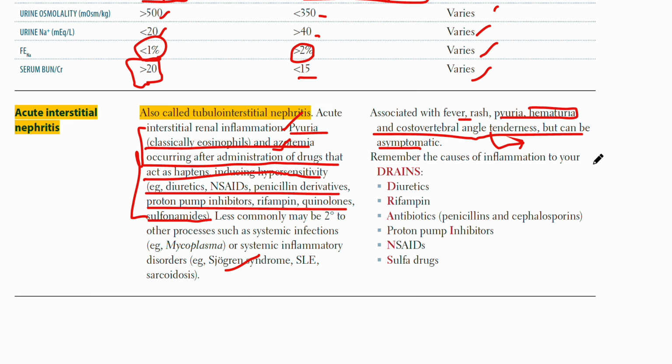Remember the causes of interstitial nephritis with the mnemonic DRAINS. D for diuretics, R for rifampin, A for antibiotics, mainly penicillins and cephalosporins, I for inhibitors, proton pump inhibitors, N for NSAIDs, and S for sulfa drugs. So DRAINS, you have to remember these causes.